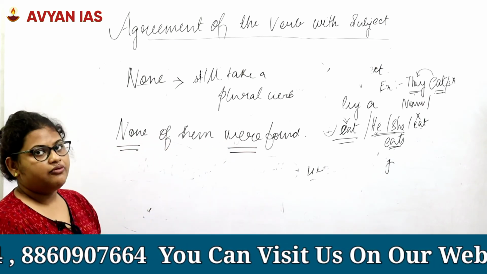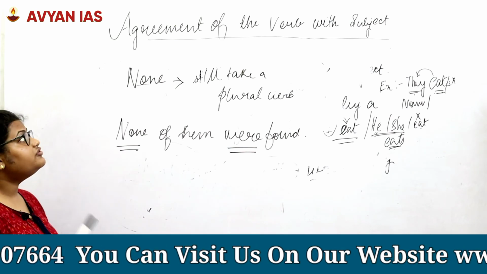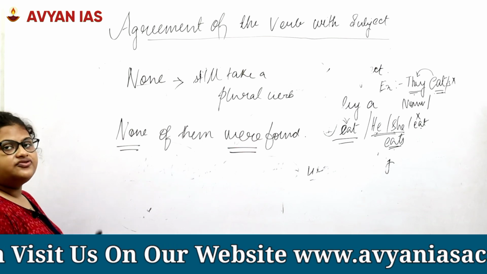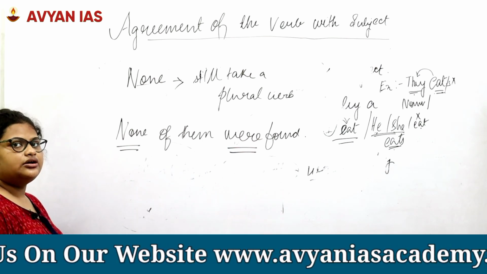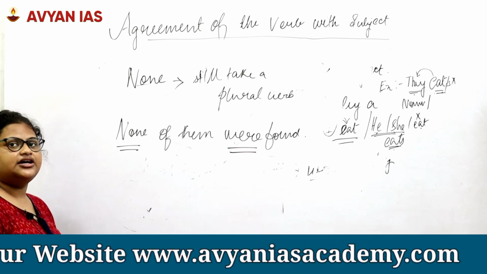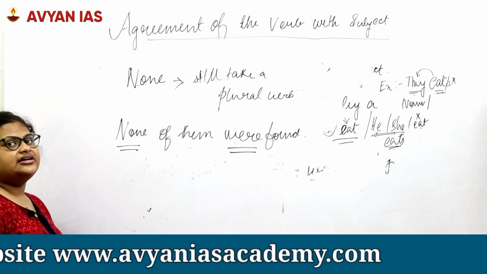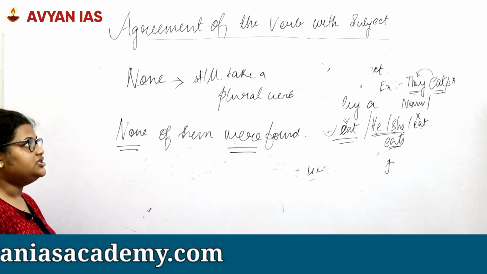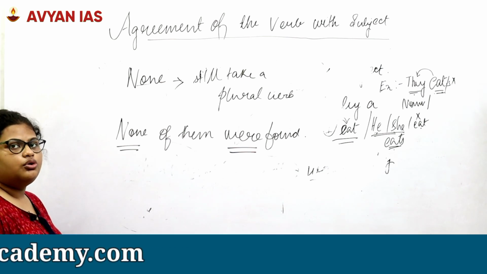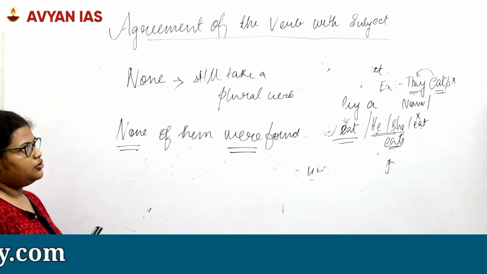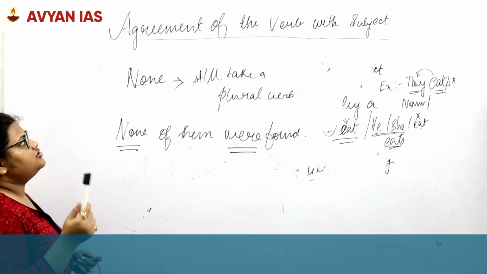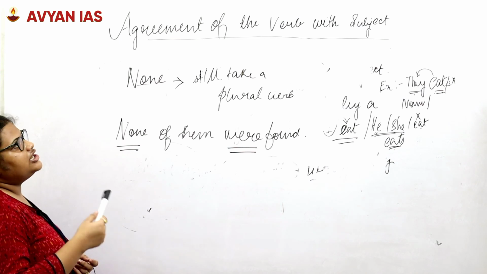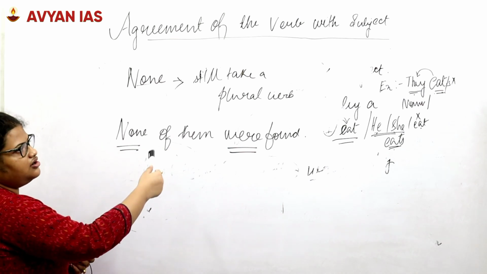So a quick recap of all that we have done today: we went over a few rules of agreement of the verb with the subject. The first rule that we dealt with is that two singular subjects joined by and would still take a plural form unless they refer to the same idea. The next rule was, if we are dealing with either or, neither nor, all these would be followed by a singular verb. And the third one was, if we are talking about none, it would take a plural verb.